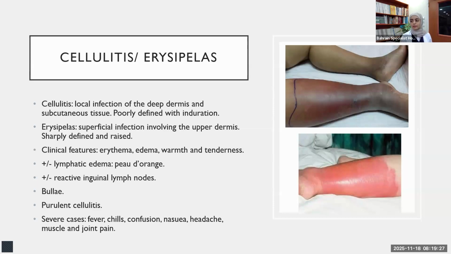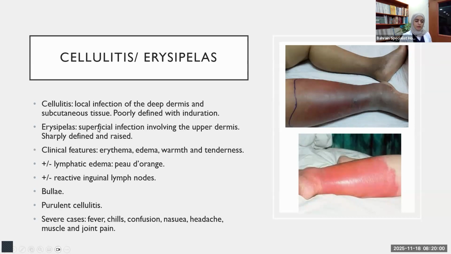differential, which is cellulitis or erysipelas. Cellulitis or erysipelas, both of them are non-purulent soft skin or tissue infections. The cellulitis is a local infection of the deep dermis and subcutaneous tissue. We can differentiate between it and the erysipelas that it has a poorly defined border. As you can see, there is no demarcation and there is induration.